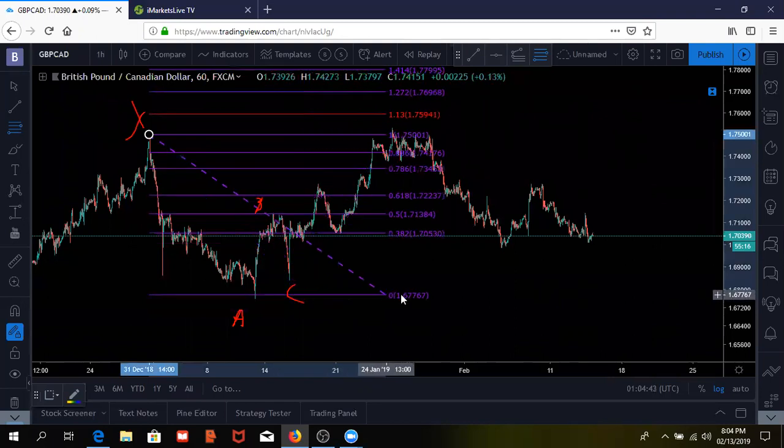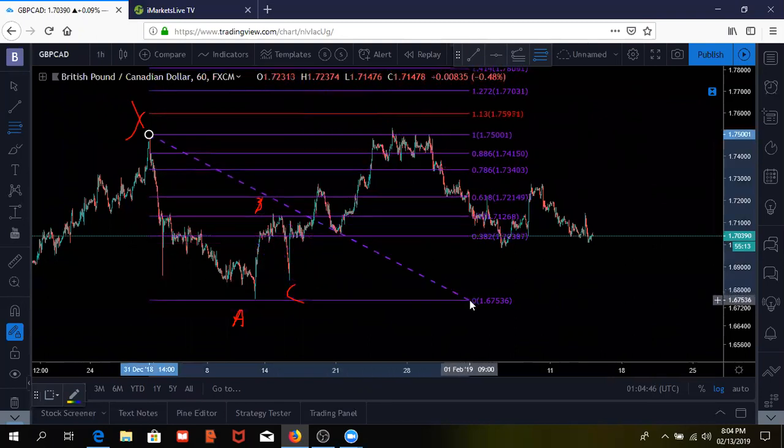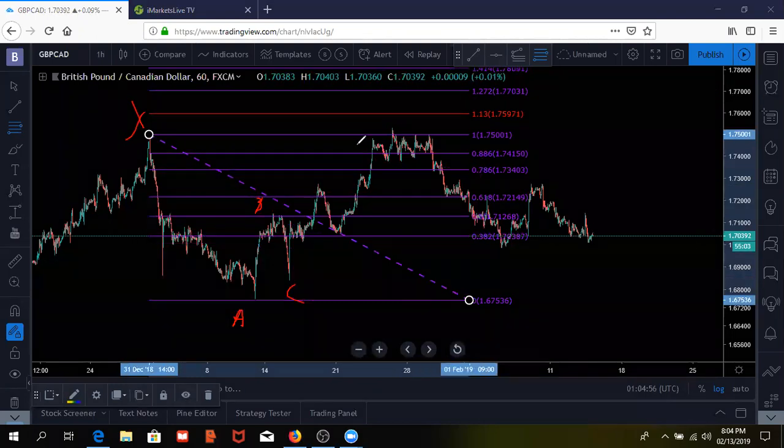So I'll take my fib from X to A, and just let me extend this all the way out. From X to A, we have our pending order sitting right here at the 88.6 level. Again, that bat pattern, you know that it completes at the 88.6 and nothing else.